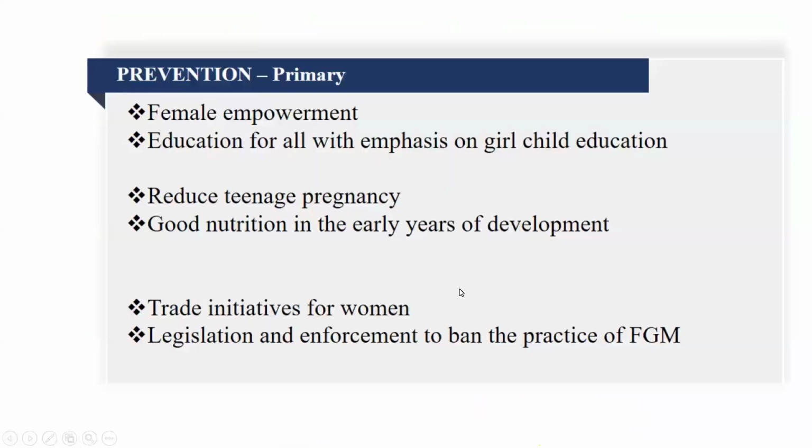All right. So how do we go about preventing this? It starts way from the beginning when the child is young. So female empowerment is very, very important here. It's prudent to ensure education for all, with emphasis on girl child education, reduce early marriages and teenage pregnancy, and good nutrition in the early years of development. We need trade initiatives for women to keep them engaged so that they won't become dependent on men, which eventually leads to sexual access and early pregnancy, and then comes with a risk of obstructed labor. Legislation and enforcement to ban the practice of FGM.